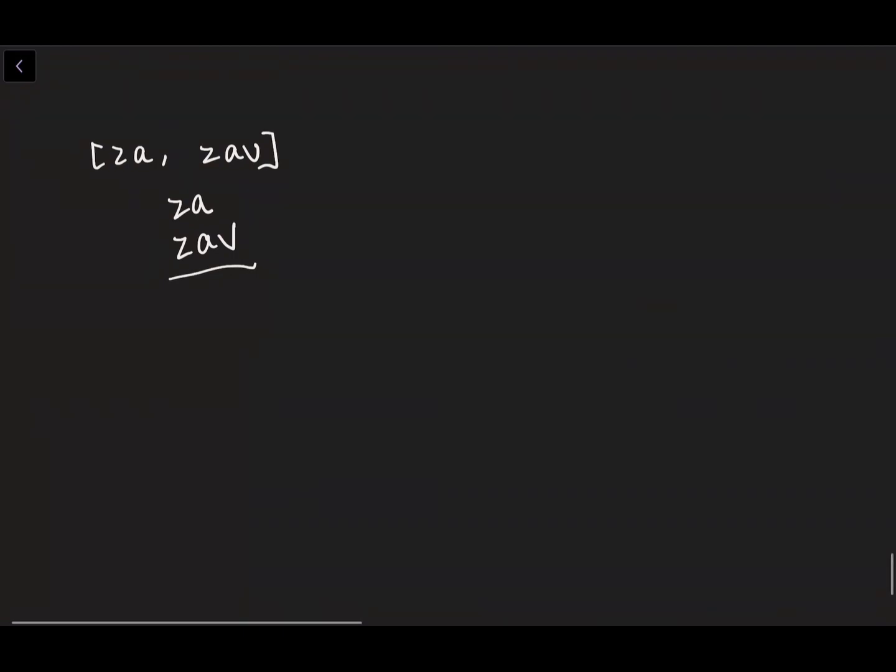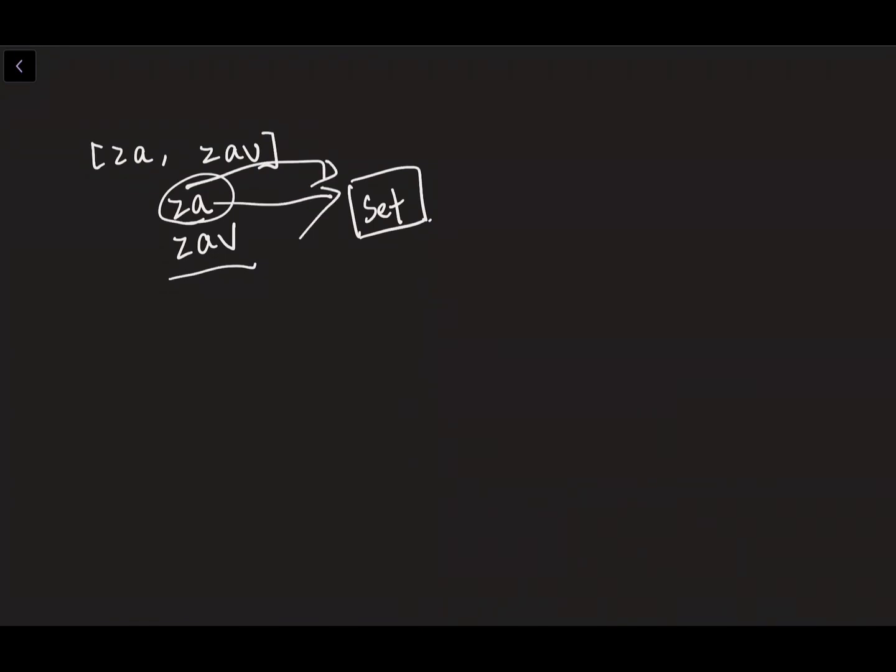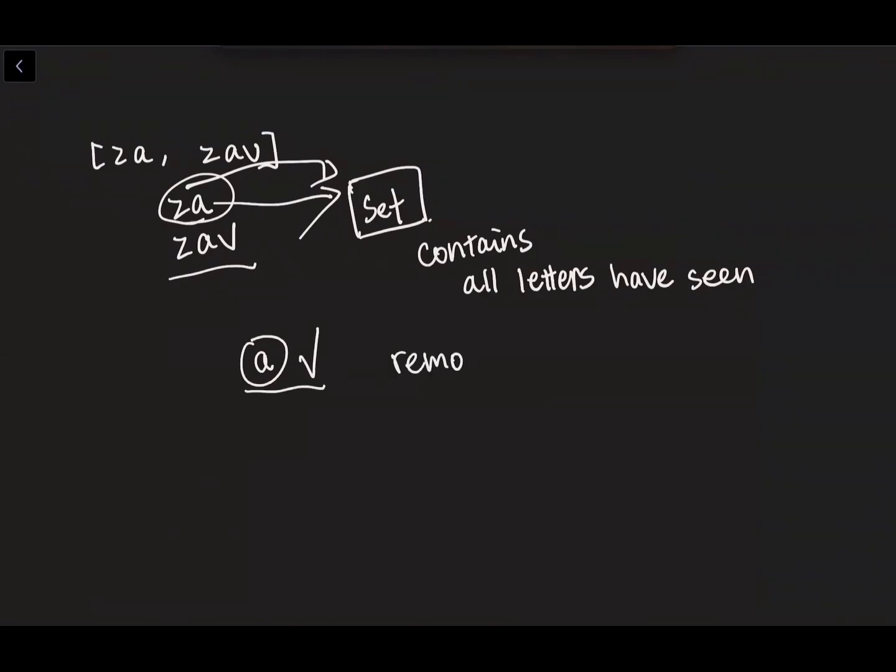In this case, we can use a hash set or just a set, and every time you see a word, you put all the letters in the word into the set. So the set contains all the letters we have seen. And once you construct a node using a certain letter, you want to remove the letter from the set. So if node exists, remove from set.